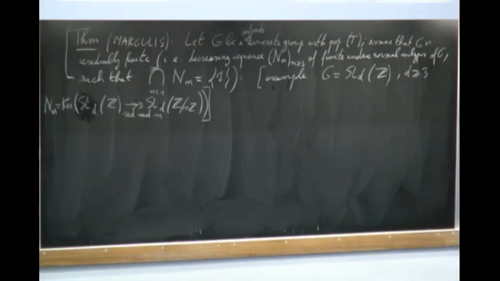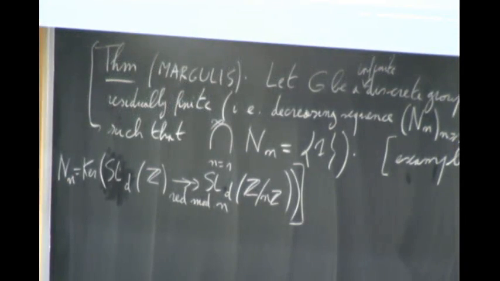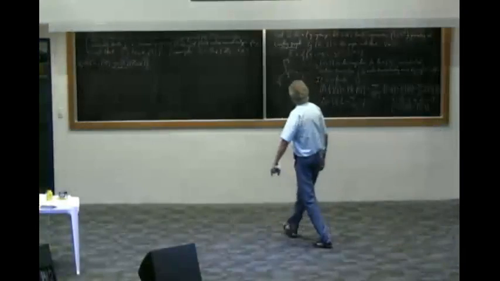The idea is very simple. If you have a non-identity element in SL_d(Z), if you take n much larger than all the coefficients, you will see the same matrix in the quotient.